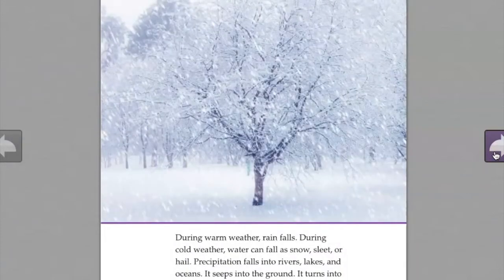During warm weather, rain falls. During cold weather, water can fall as snow, sleet, or hail. Precipitation falls into rivers, lakes, and oceans. It seeps into the ground, which means it goes into the ground. It turns into ice on mountains.